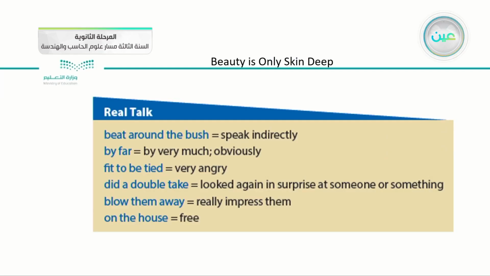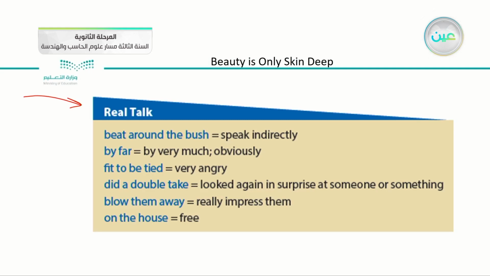After that, we will have the real talk part. We talked about the first expression, which is beat around the bush, which means speak indirectly. Number 2, by far, by very much, or obviously. Fit to be tied means very angry, annoyed about something. Did a double take, looked again in surprise at someone or something.